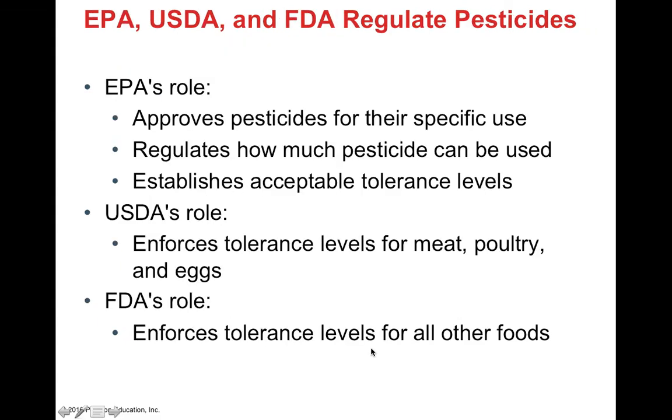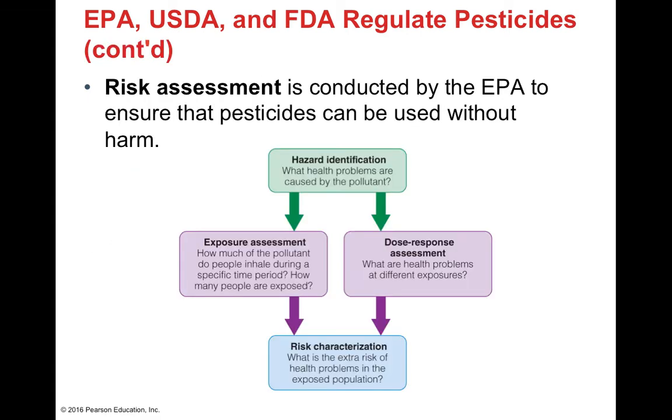Now, the EPA does play a role in approving pesticides for their use and regulating how much pesticide is able to be used, as well as establishing acceptable tolerance levels. And the USDA plays a role in regulation of pesticides by enforcing the tolerance levels in meat, poultry, and eggs. And the FDA is going to enforce the tolerance levels for all other foods. So basically, the EPA sets the guidelines and standards, and the USDA and the FDA help regulate them in their respective food products.